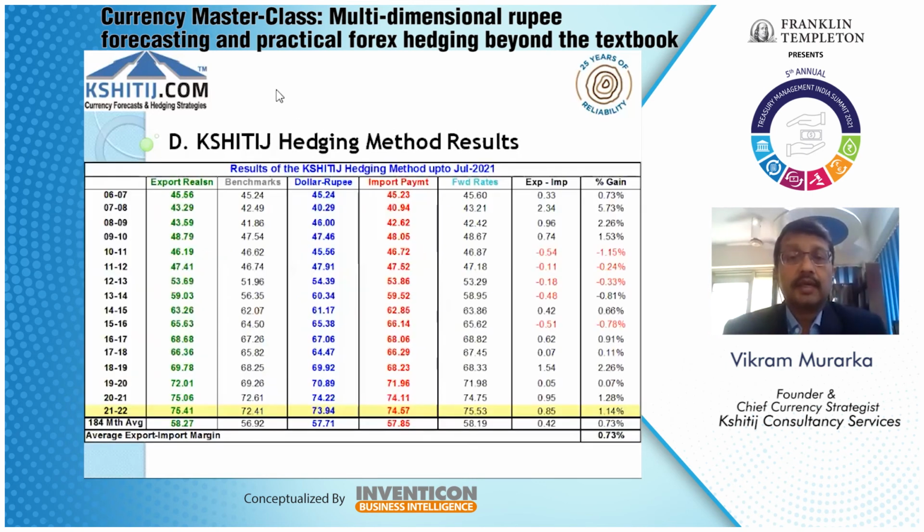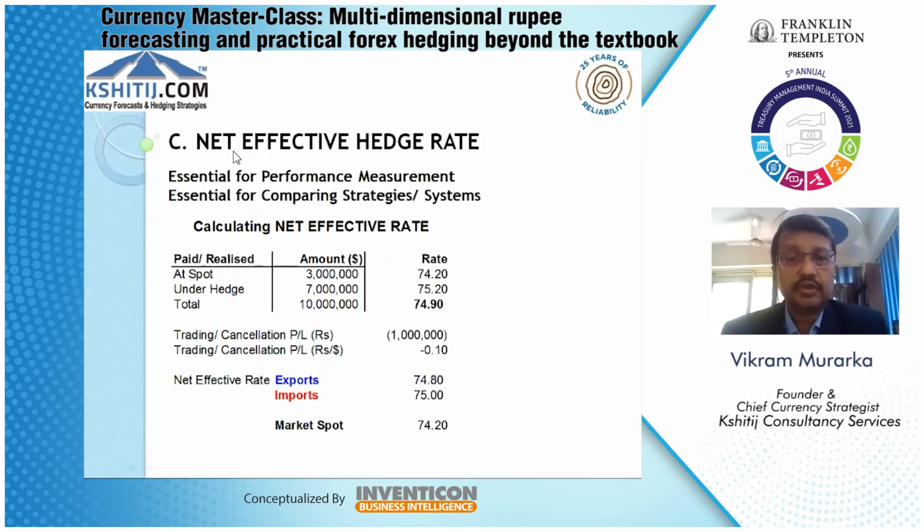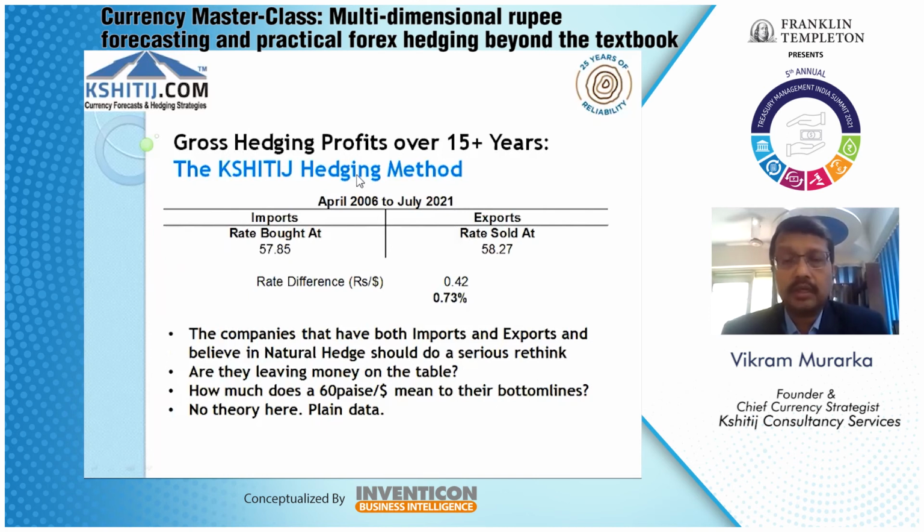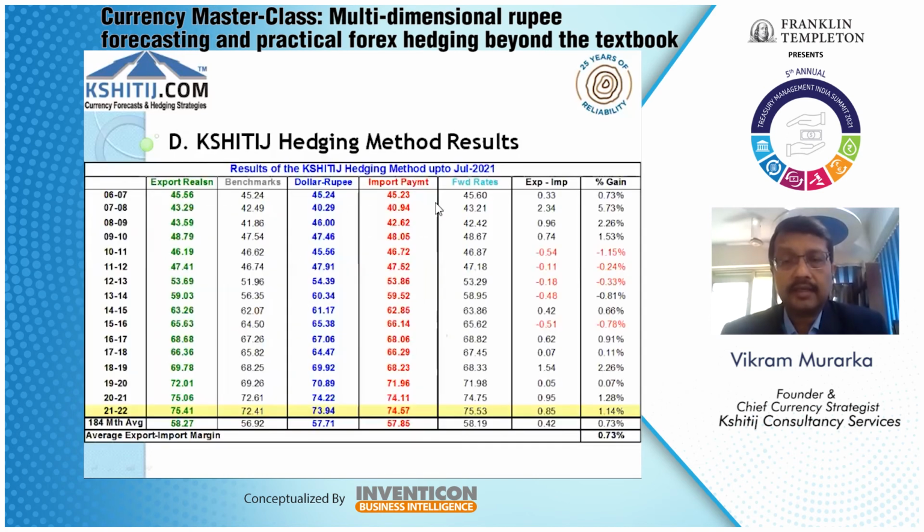And here, earlier I had shared the results of the Kshitij hedging method in summary over April 2006 to July 21. And here are the details, annual results of the Kshitij hedging method from 2006 to July 2021. Here we find the export realization per dollar is 58.27 and the import payment rate is 57.85, giving us a 42 paisa positive spread between the export realization rate and the import payment rate, or 0.73% of the import payment rate.